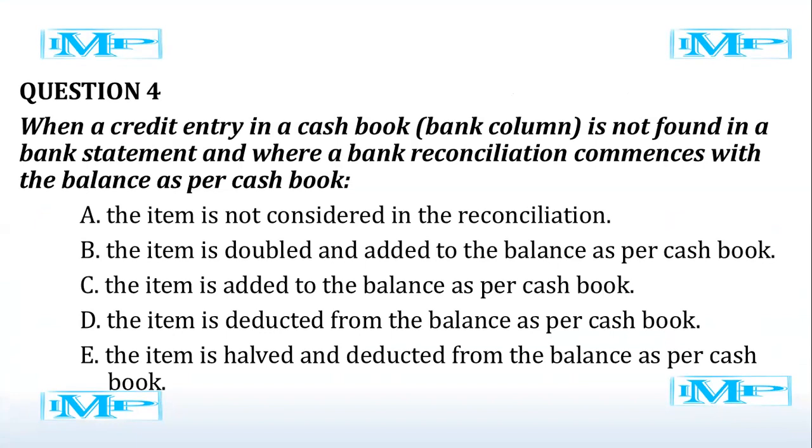A credit entry in the bank column of the cash book not found in the bank statement makes the bank balance in the cash book less than the balance in the bank statement. Where reconciliation commences with balance as per cash book, the amount of the credit entries is added to bring the balance as per cash book to a reconciled balance with that of the bank statement. C is the answer to question number 4.